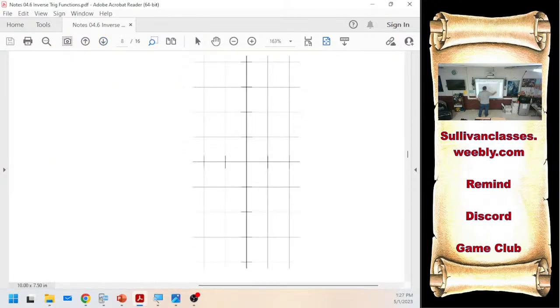Arc cosine of 2x. So regular, you don't have to put this one on there. Regular arc cosine of x. What's my domain? Negative 1 to 1. What's my range normally for arc cosine?